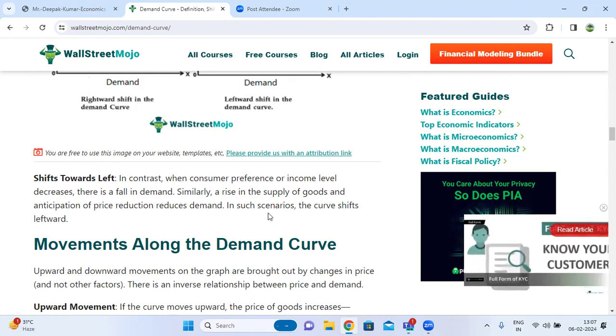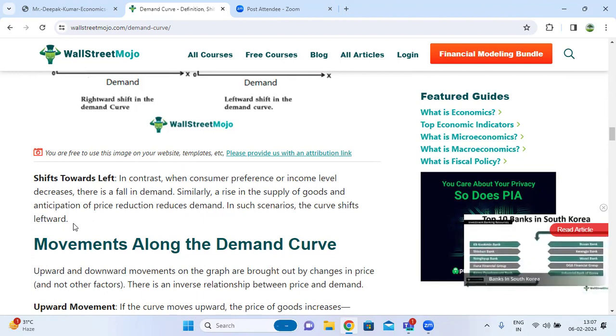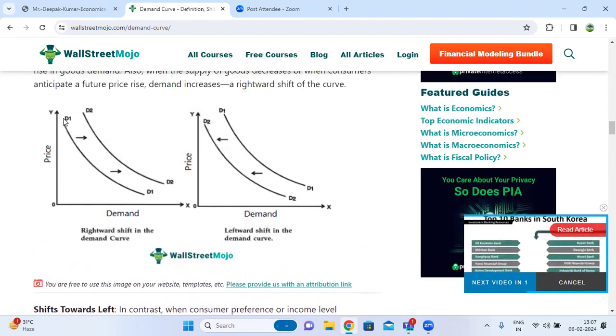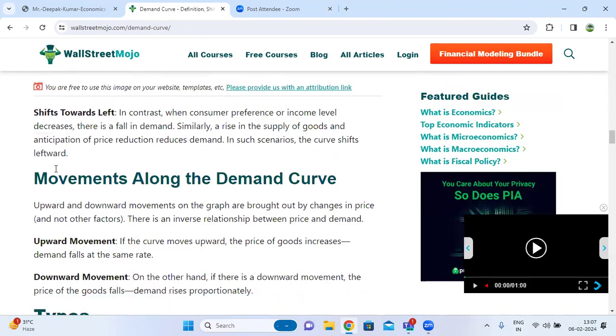In such scenarios, the curve shifts leftwards. So the curve can shift rightwards and leftwards.